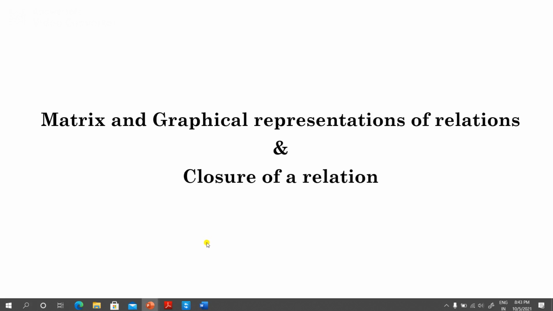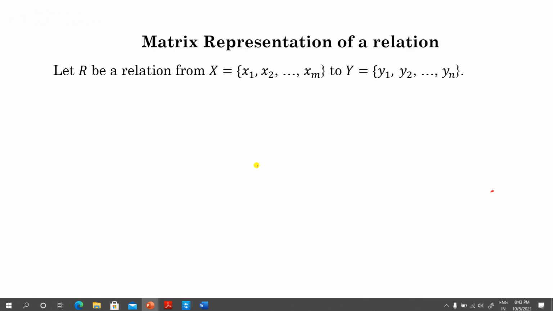Hello everyone. In this lecture, we will discuss matrices and graphical representations of relations and closure of a relation. Let us start with matrix representation of a relation.